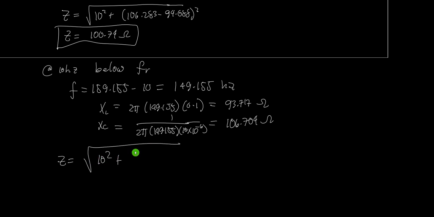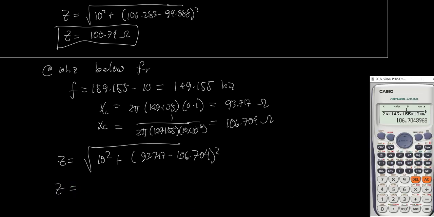So our impedance now at 10 hertz below the resonant frequency will be the square root of 10 squared plus the difference, 93.717 minus 106.704, and you still need to square that. So our Z will be equal to 16.39 ohms.